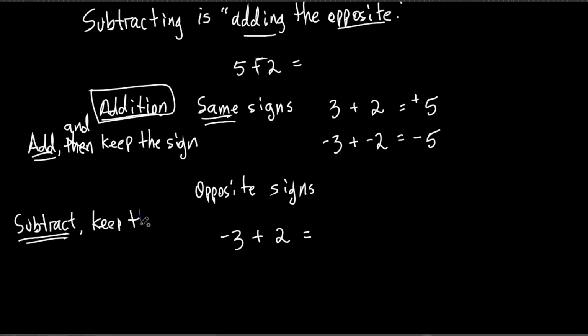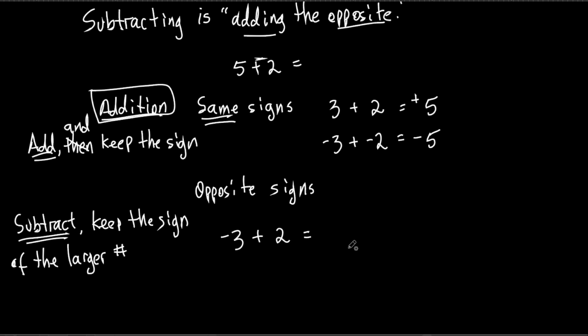I can't just stop there. I can't just say keep the sign, because what sign do I keep? I don't know. I got a negative, I got a positive. Which one do I keep? Keep the sign of the larger number. Now, when I say larger number, I'm talking about the number without the negative in front of it, okay? So what's bigger, 3 or 2? 3, okay? So I subtract these two numbers from each other, and I keep the sign of the bigger number.